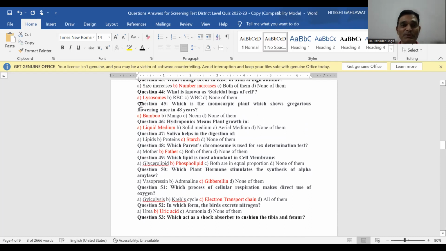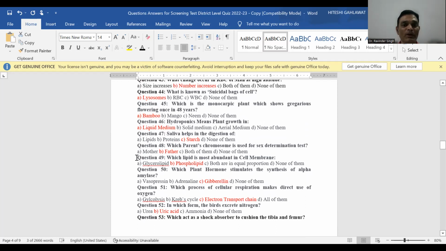That is the lysosomes. Question number 45, which is the monocarpic plant which shows gregarious flowering once in 48 years? That is the bamboo. Question number 46, hydroponics means plant growth in liquid medium. Hydro means water. So in the liquid medium. Question number 47, the saliva helps in the digestion of the starch. Question number 48, which parent's chromosome is used for the sex determination test?